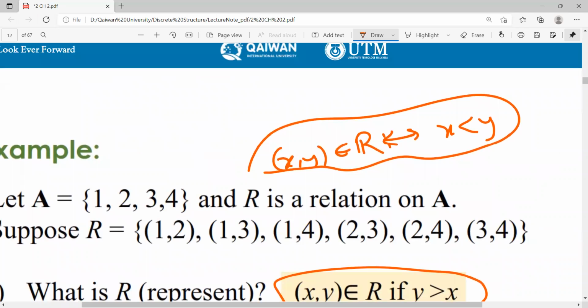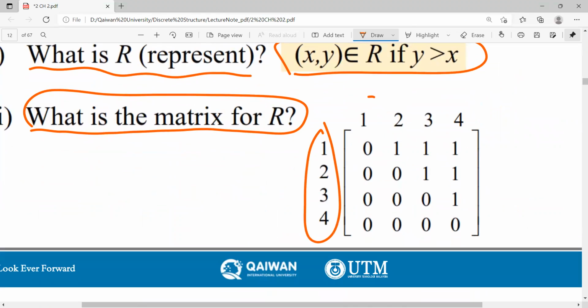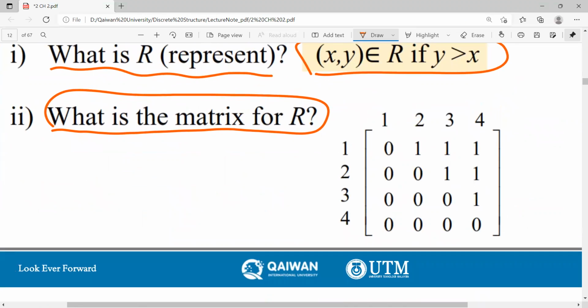Here we have a relation from A to itself. That means for all elements, for row and column, we're gonna put elements of A. Look, 1, 2, 3, 4, 1, 2, 3, 4. These are elements of A. Do you have 1, 1? No. So you just put 0. And for others, the same. We solved some examples about this.